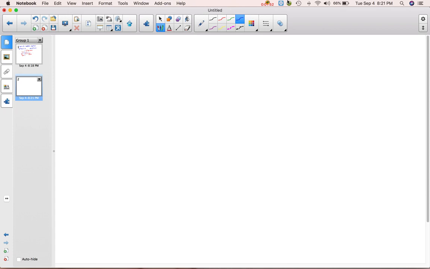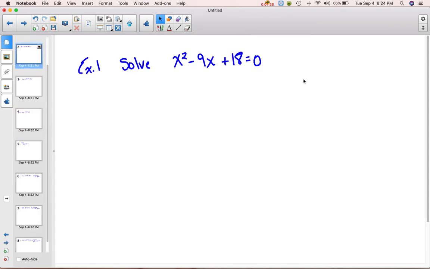So for the first one, we're going to solve this first one by factoring, which is one of our methods. This one can be factored with a simple diamond problem. So we've got a product of 18 and a sum of -9. So we're looking for 2 numbers that multiply to a positive 18, add to a -9. So that's going to be a -6 and a -3.